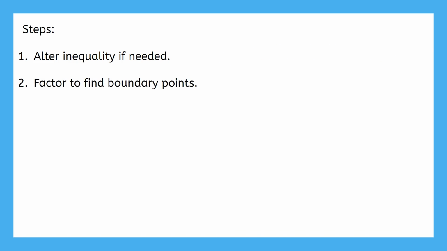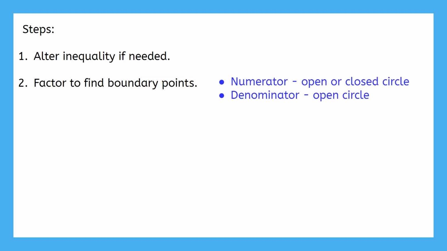Our second step is to factor to find boundary points. These would be our boundaries of the intervals where the values of x satisfy the inequality. Our factors in the numerator will help us determine boundary points that will either be included or not based on the original inequality. And the factors in the denominator will help us determine boundary points that are not included.